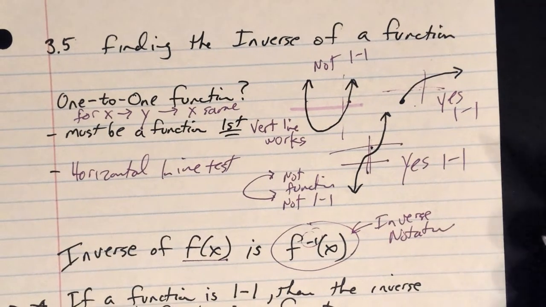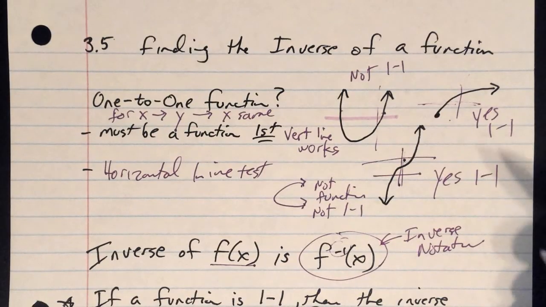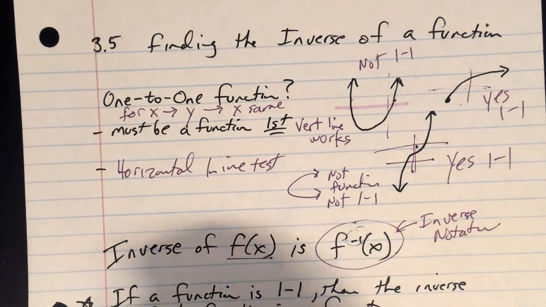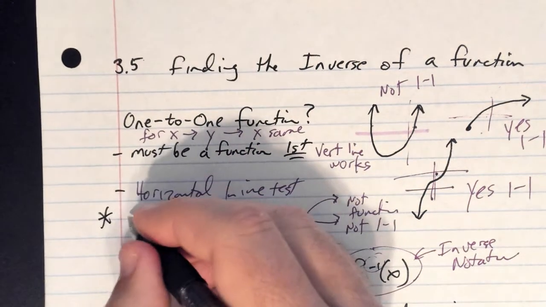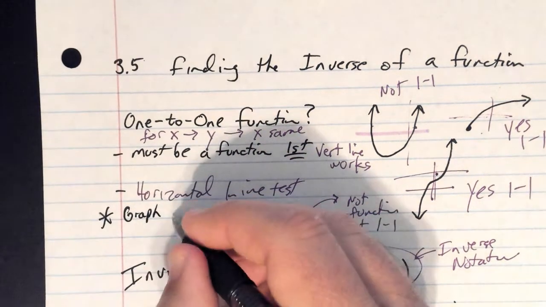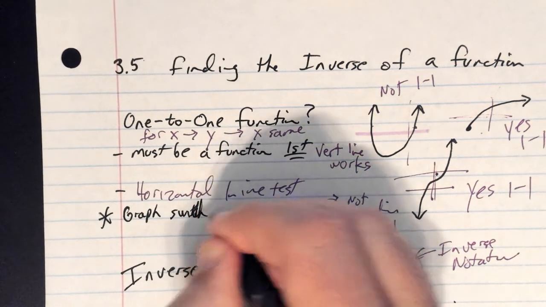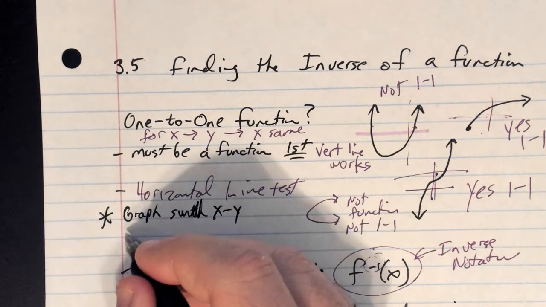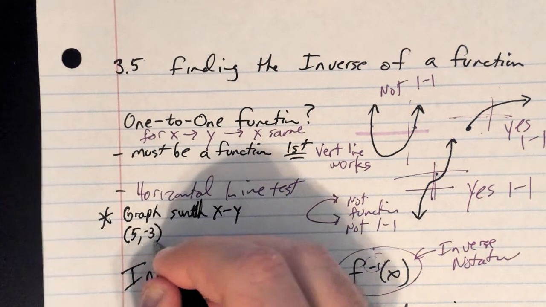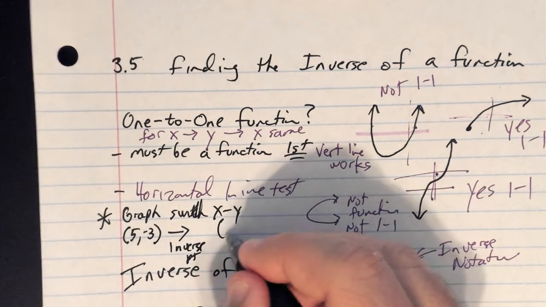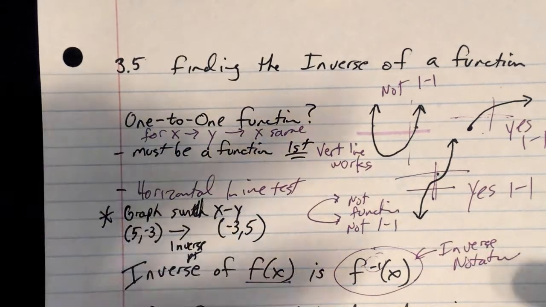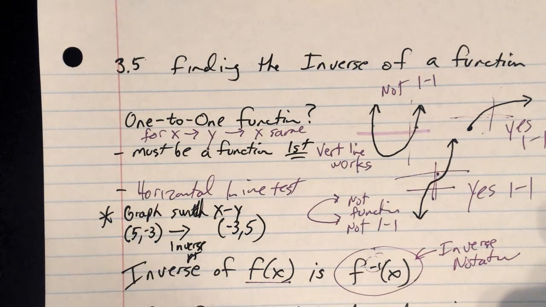Now how is one way we can find the inverse of a function? The inverse of a function, graphing wise, is you're going to switch the x and the y. So if I have a point 5, -3, the inverse point is -3, 5. You just flip the 2 values. So anytime we do that, we can find the inverse.